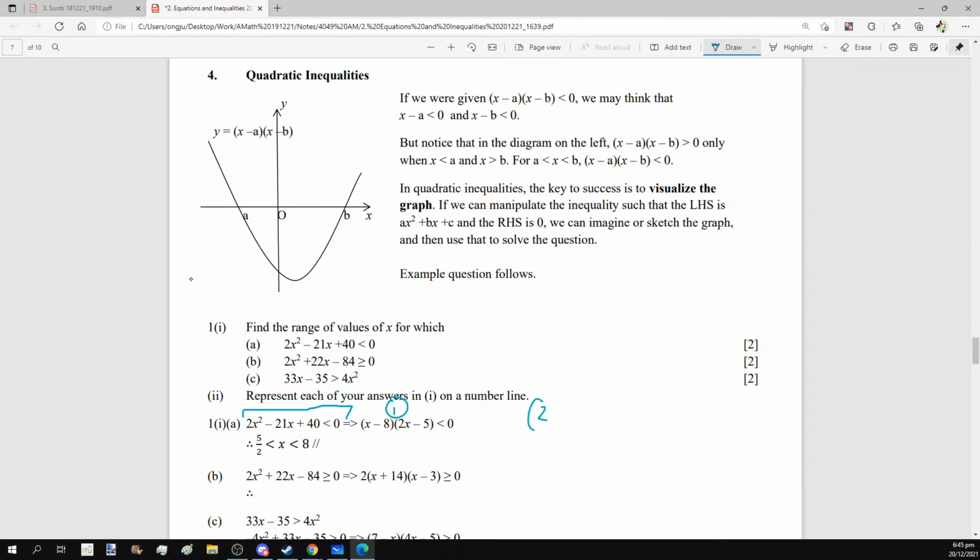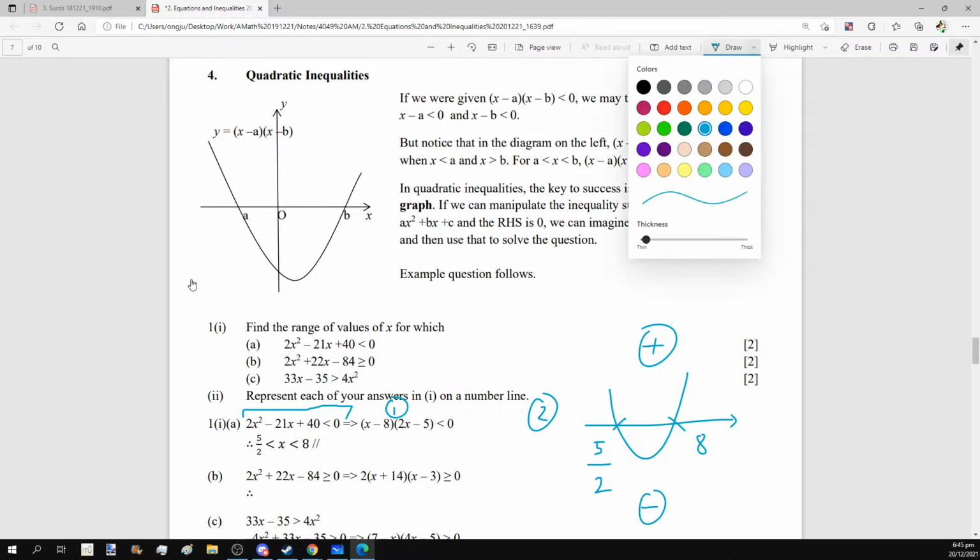Step 2, we will draw the graph. It doesn't have to be a perfect drawing, right? You can just kind of make it a very rough sketch. We know that this is going to be a U shape because the coefficient of x squared is positive. And from the factorization in step 1, we can find the x-intercepts immediately. Right? So from here, then we will simply ask ourselves, do I want to be greater than 0 on top, or do I want to be lesser than 0 below?